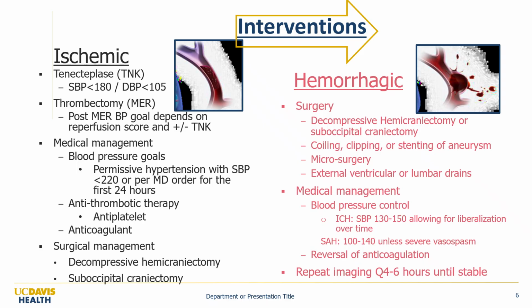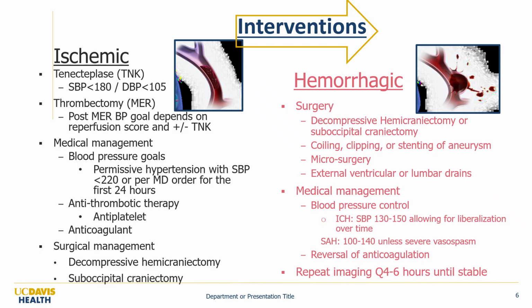Antithrombotic medications include either antiplatelets and/or anticoagulation, depending on many factors, including their personal risk factors, medical history, their past medications, any recent procedures, and any new diagnoses. The last interventions for ischemic stroke include surgical interventions like decompressive hemicraniectomy or suboccipital craniectomy. These are indicated in patients that have swelling or hemorrhagic transformation post-ischemic stroke.